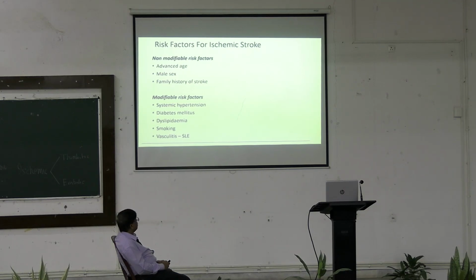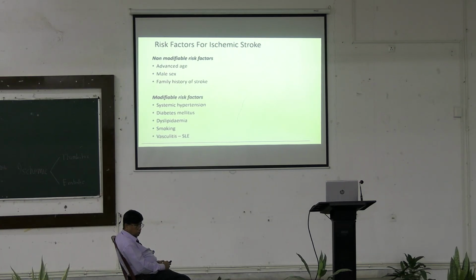So, modifiable. Now, below there are modifiable risk factors. What the patient can modify, patient can control. There is systemic hypertension. Yes, if the patient takes proper antihypertensive drugs properly, then he can control his hypertension. Diabetes mellitus, same. If the patient takes drugs regularly and controls his diabetes, that risk factor will be minimized. Dyslipidemia also can be controlled by medications, but these all are the risk factors of stroke.